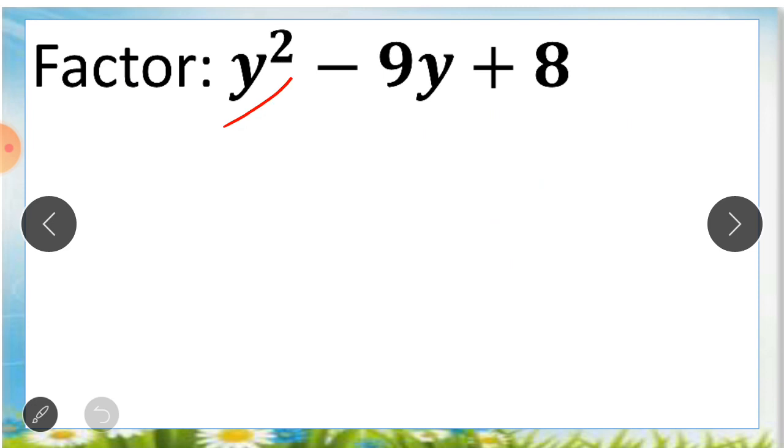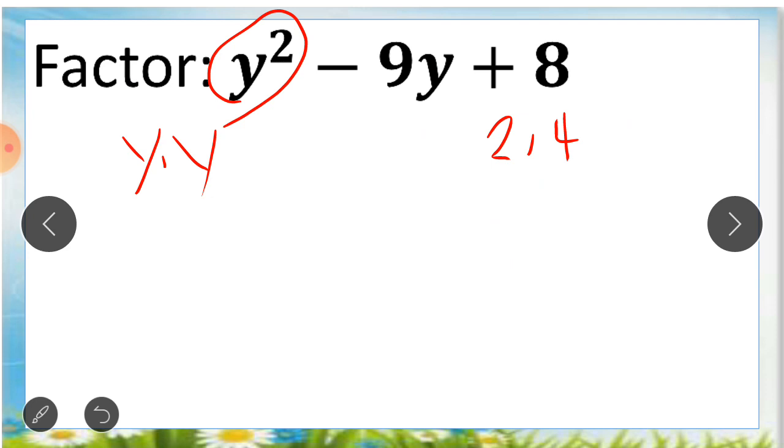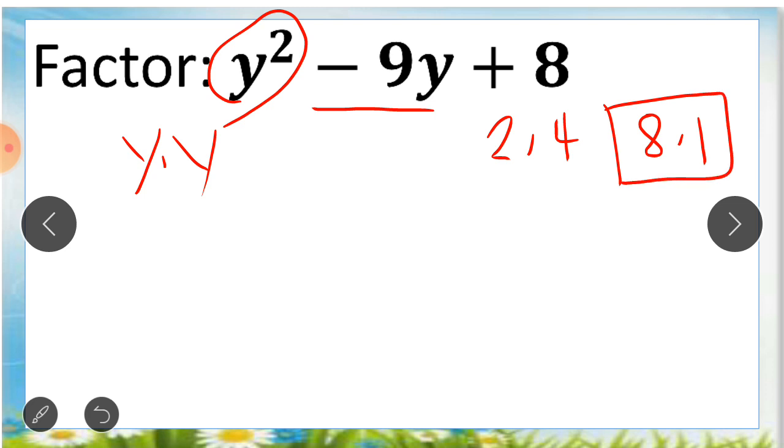Next, we have this. Factor the first term, y times y. List all the factors of 8. So we have 2 times 4. And we have 8 times 1. So between these two pairs, which one can be the middle term, which is 9? So of course, we're going to choose 8 and 1.